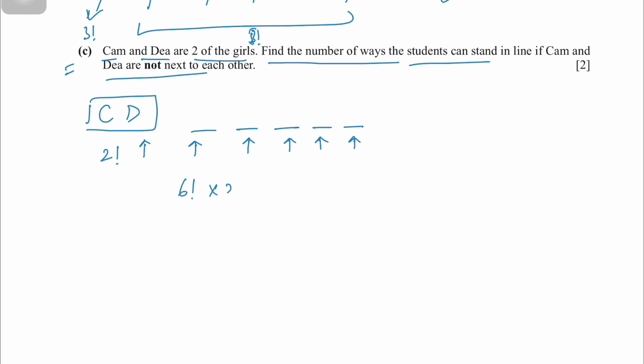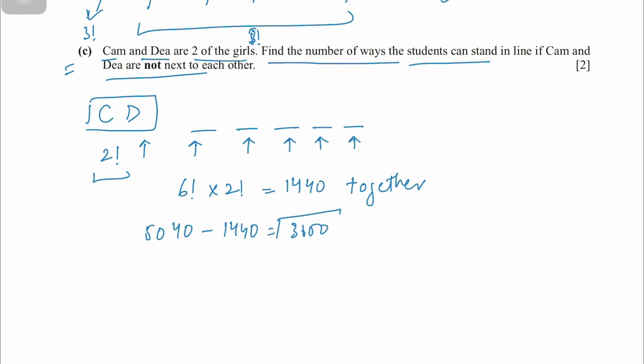So this would be 6 factorial, and these two can be rearranged as well, so this would be 2 factorial. We get 1440 when these two are together. So to calculate when they are not together, we can simply subtract it from the no restriction part. So this would be simply 3600. So this is our final answer.